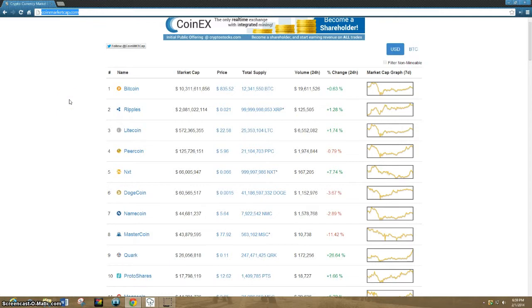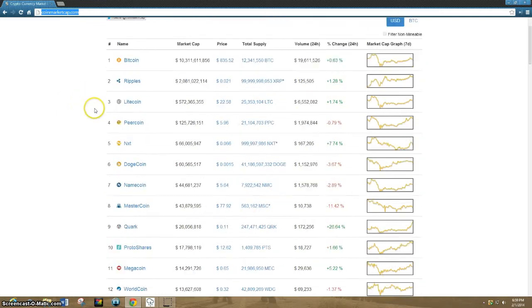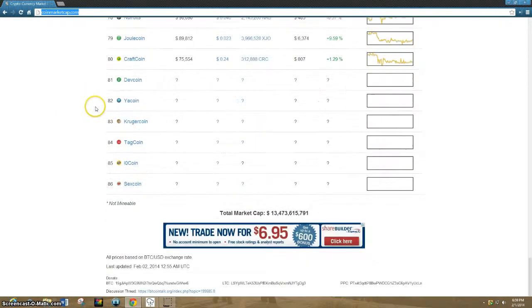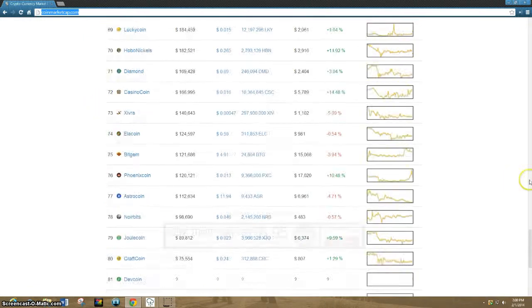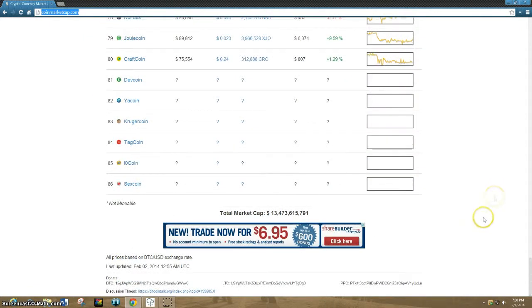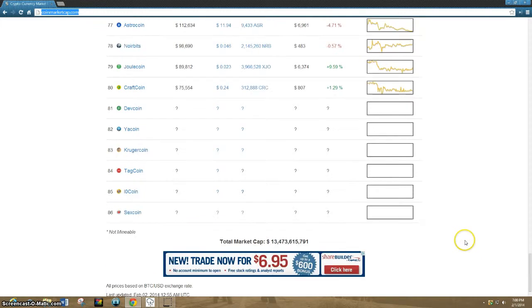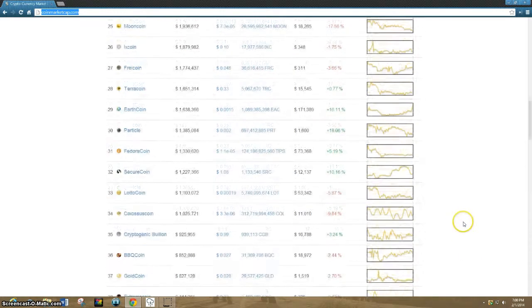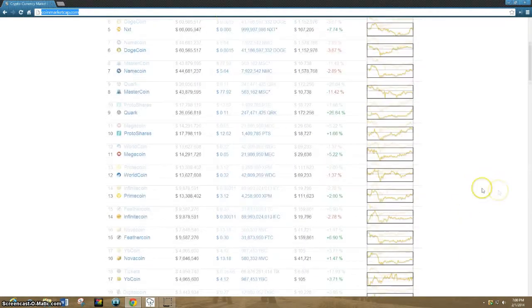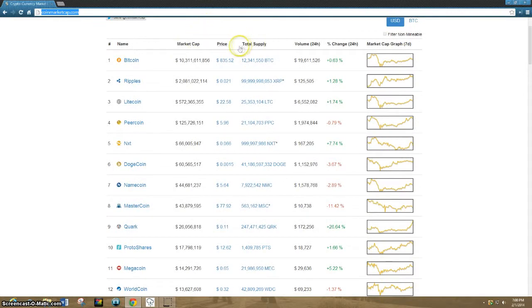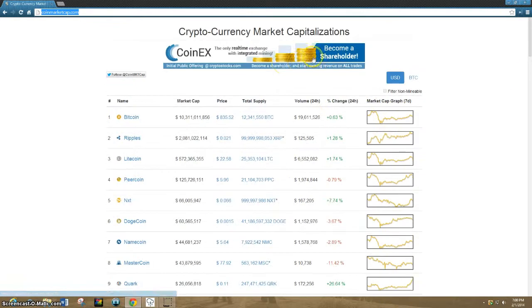Currently, the CoinMarketCap is ever expanding, so the list can go on. Currently, there are 86 coins out there, or the 86 biggest coins. There are actually over hundreds, maybe even thousands of coins out there. But this lists the top ones based on market cap, which is the price times the total supply. So now we're going to break it down.